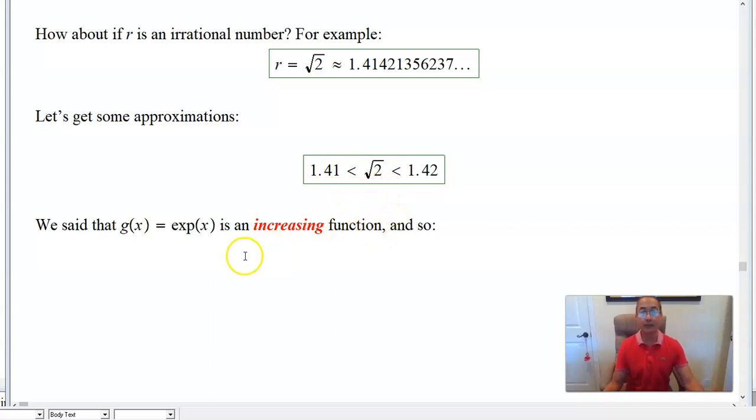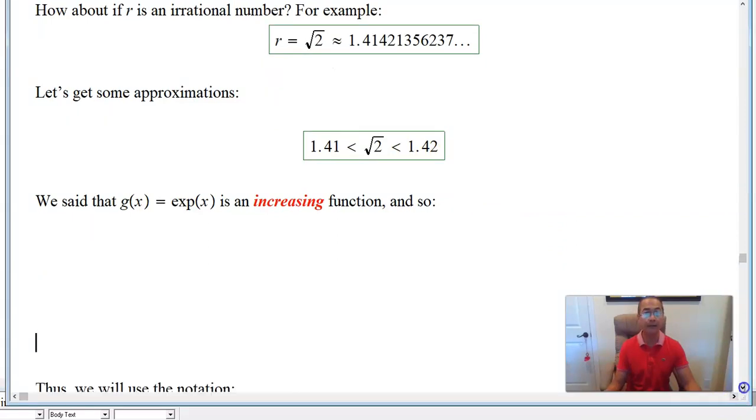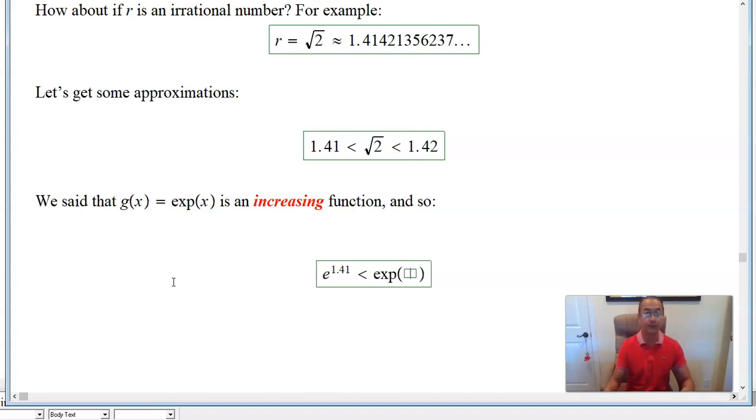Well, we saw that the derivative of the exponential function is itself. So therefore, because it's a positive function, it must be increasing, and we saw it in the graph one more time. So therefore, the exponential of square root of 2 must be between e to the 1.41 and e to the 1.42. We already know that the exponential of a rational number is just e to that rational number. So e to the 1.41 is smaller than the exponential of square root of 2.